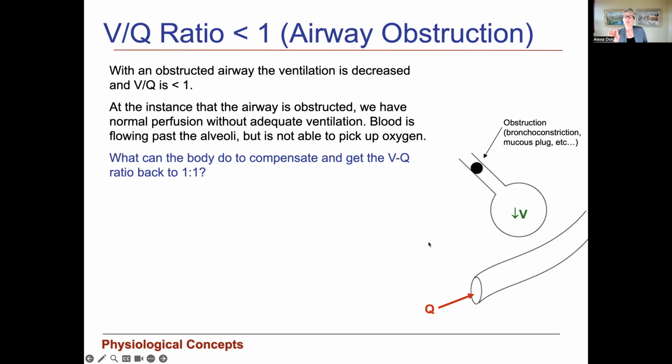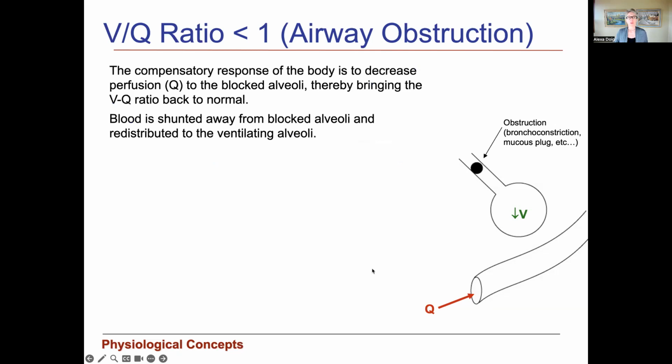So the question now is, what could the body do physiologically to bring that VQ ratio back to 1? That's going to be our compensation. Okay. So if you think about it mathematically, if V is low, then we need to make Q low. We need to bring them back to the same, so it's a 1-to-1 ratio. And that's exactly what happens. So the body will stimulate some mechanisms that will bring decreased perfusion to that obstructed alveoli and then bring that ratio back to normal.